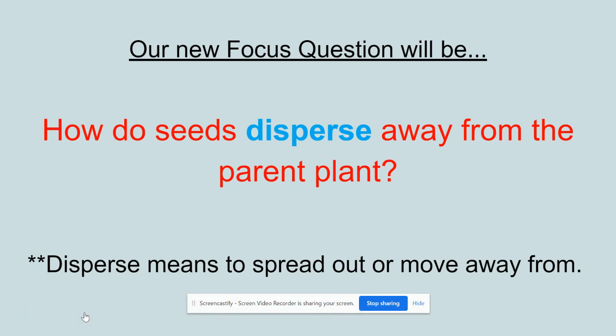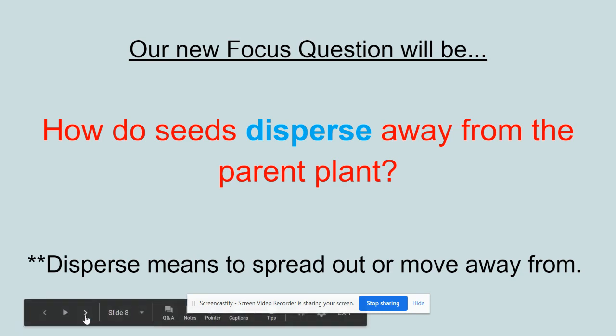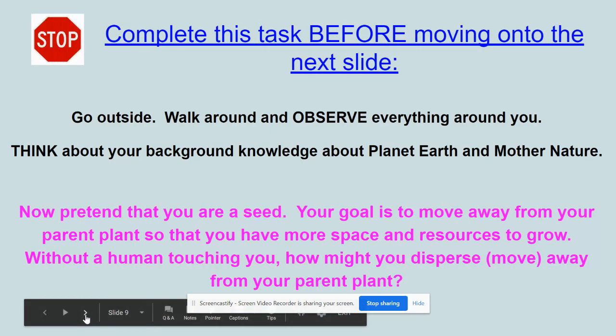So our next focus question is going to be, how do seeds disperse away from the parent plant? The word disperse is a vocabulary word that means to spread out or move away from. For example, we're social distancing right now. We have dispersed. We've moved away from school. We are spread out away from where we normally are.